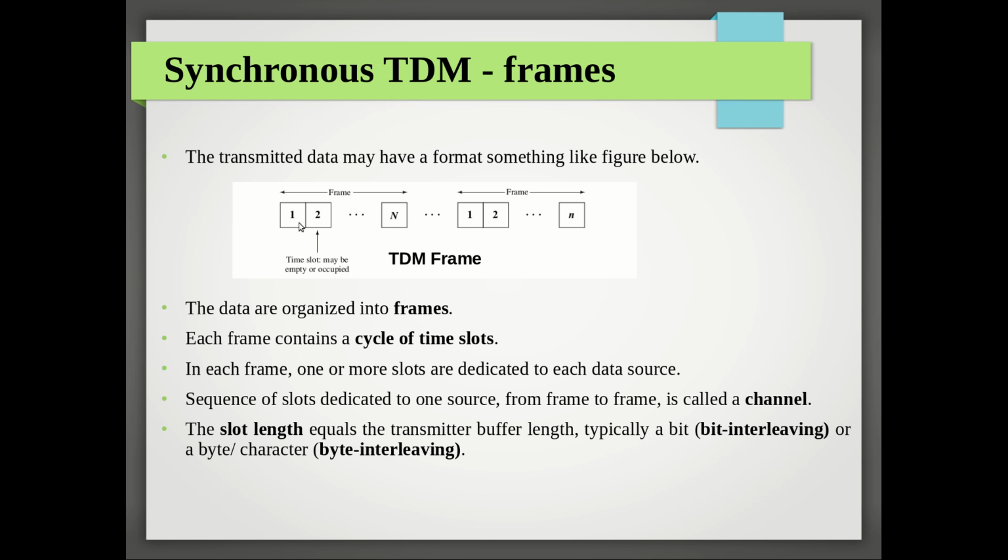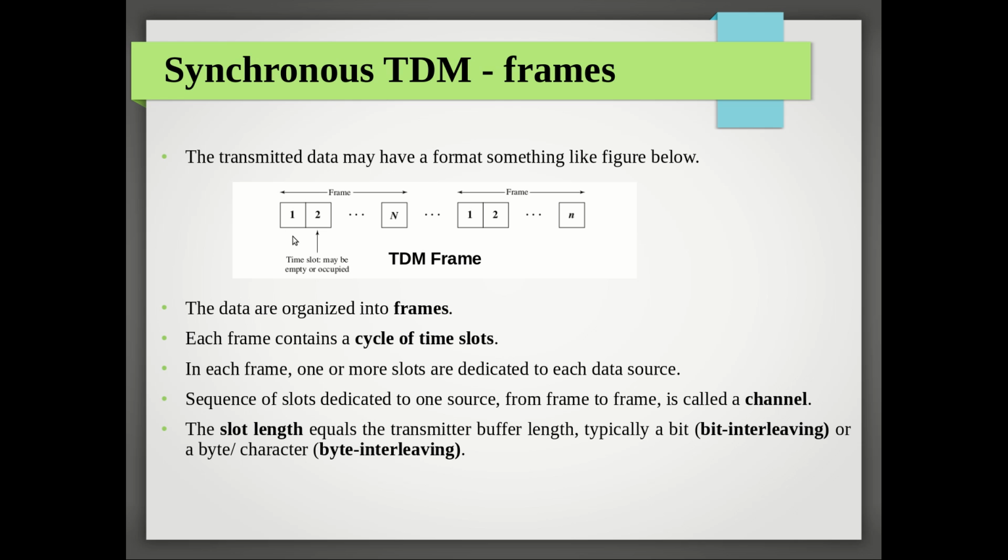That is equal to the transmitter buffer length. That depends, right? Transmitter buffer in the sense, suppose a multiplexer is connected with n input lines. With each input line there will be a buffer attached at the end, right? Within that buffer the data is getting buffered, and from there by a scan operation we are collecting the data together and sending it as a frame. That system we have already seen. And in that case, depending on the length of the buffer, the slot length will be determined.